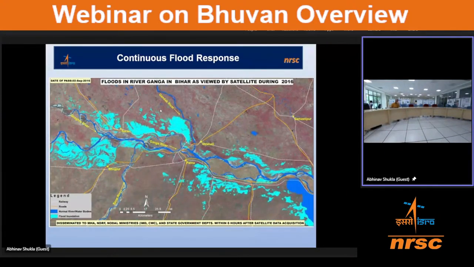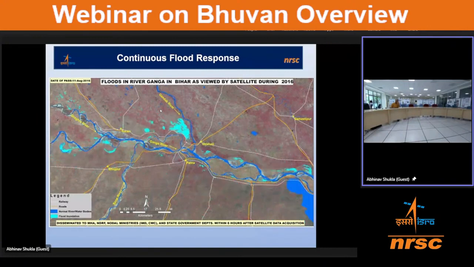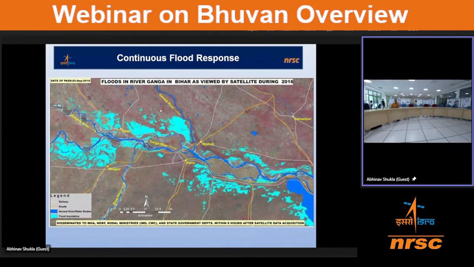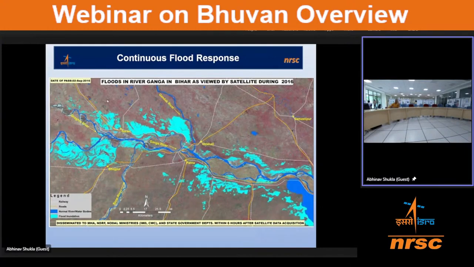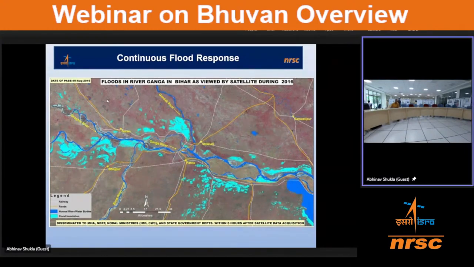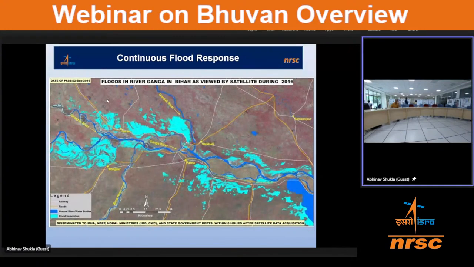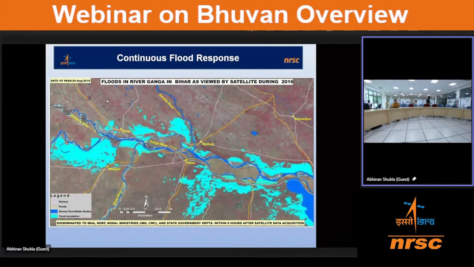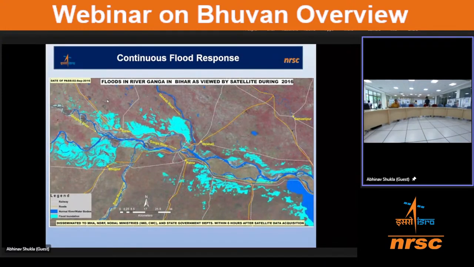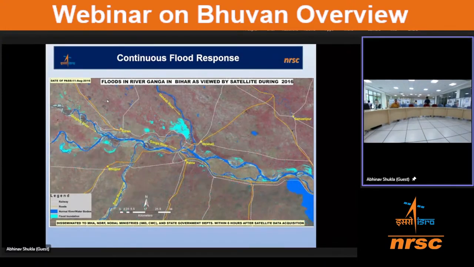This image gives you very good information. If you see here, the progression and the recession of floods over one particular area will be known to you. The data starts from 11th of August and goes on till September, and how the floods progressed and receded in Bihar is very prominently visible. The entire coverage is more than 500 kilometers, so the synoptic coverage is also seen using these kinds of satellite-based imagery.